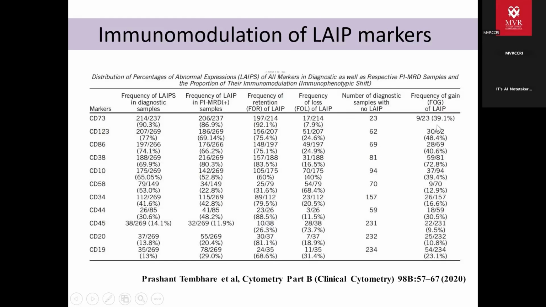So if I'm looking for a gain, it means overexpression of 73. So this shows that all these markers can show immunomodulation following therapy. So we need to use a combination of a deviation from normal approach and in addition the LAIP approach.